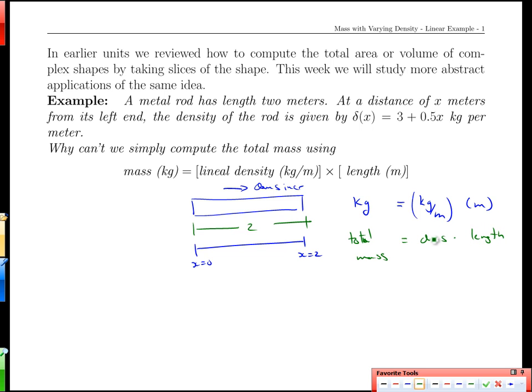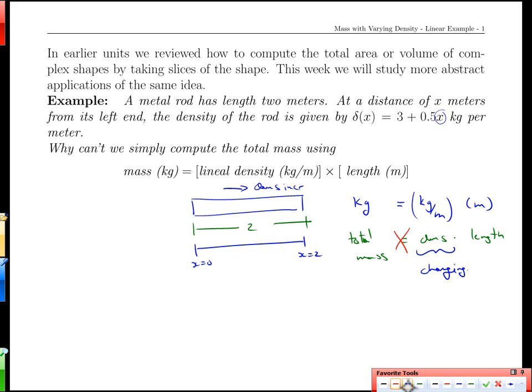The problem with just doing that is, what's our density? It has this x in it, and so this is a changing density. If we'd said the density was 3 kilograms per meter, absolutely, 3 kilograms per meter times 2 meters would absolutely give us 6 kilograms total. But what about this increasing factor, the fact that the density is higher at the right-hand end? That pretty much rules out any simple calculation here because we'd have an x.